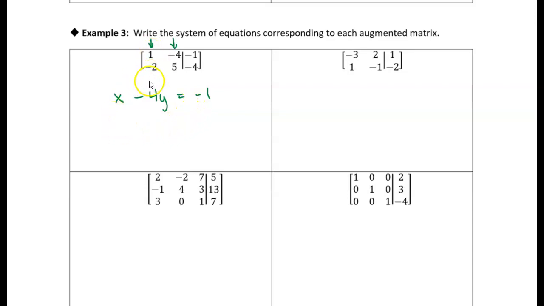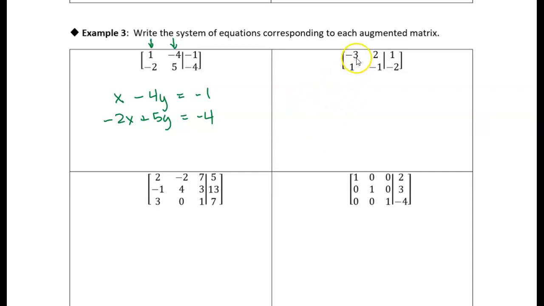The second equation in the second row is going to be -2x plus 5y equals -4. Okay? So that's the system of equations that's represented by the augmented matrix. All right. So stop the video, try this next one, and then restart it when you think you've got it.